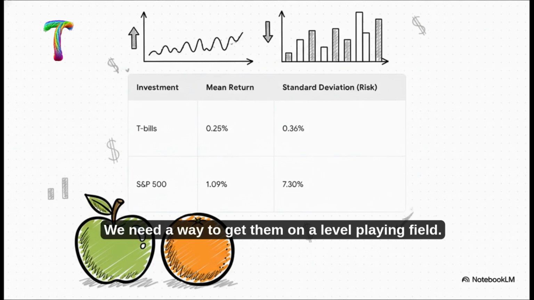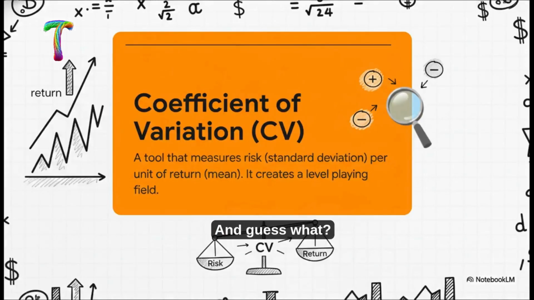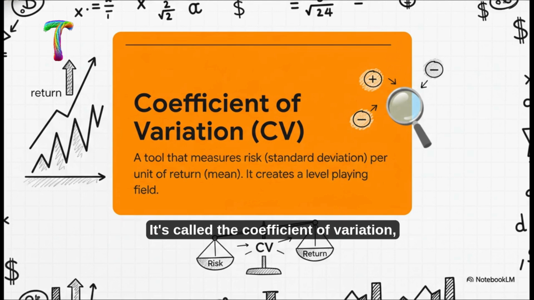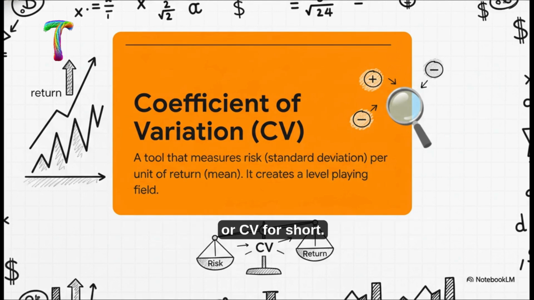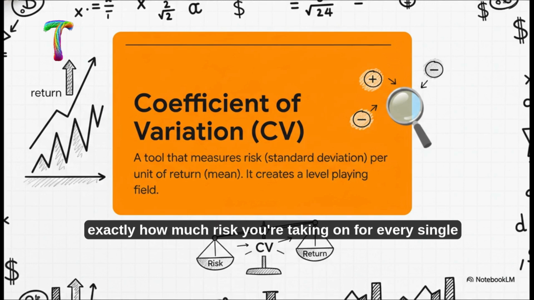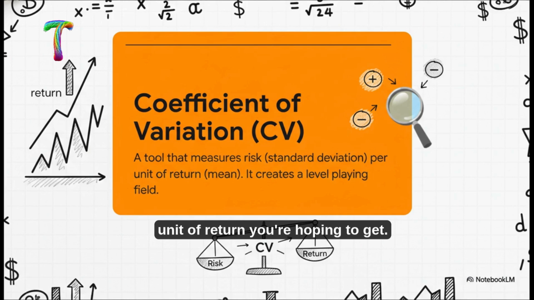We need a way to get them on a level playing field. And guess what? We have the perfect tool for exactly this situation. It's called the coefficient of variation, or CV for short. It's this really elegant little formula that tells you exactly how much risk you're taking on for every single unit of return you're hoping to get.